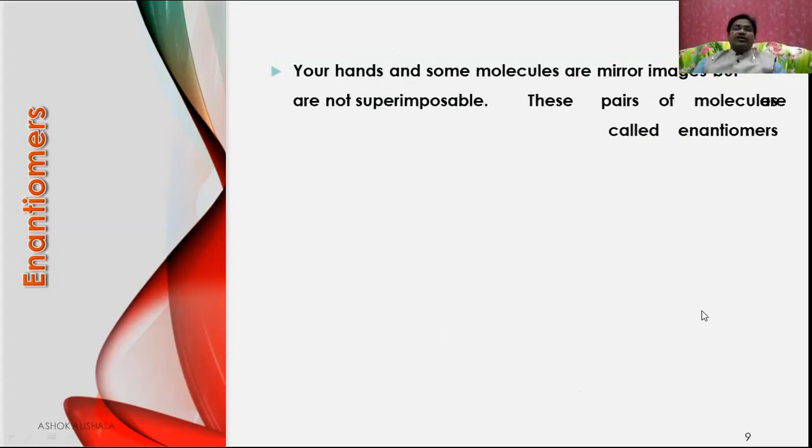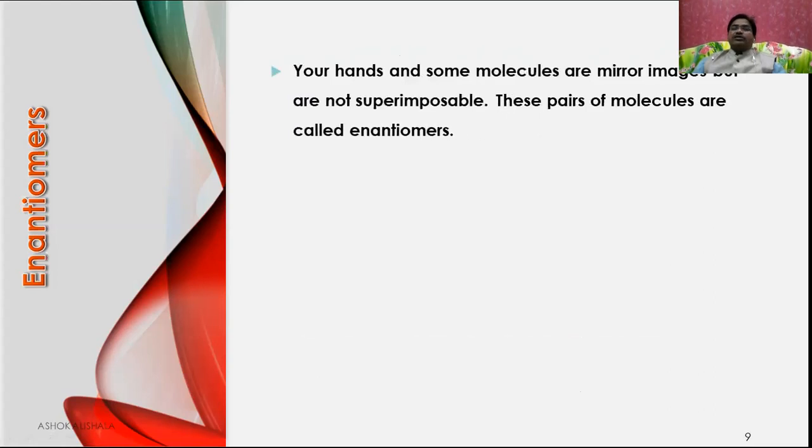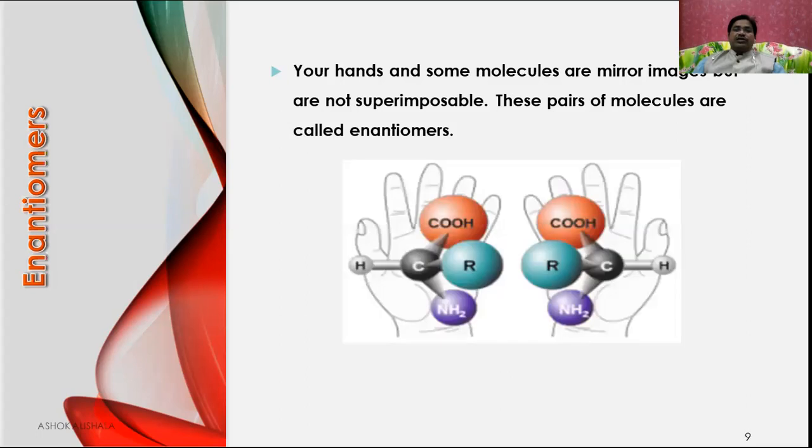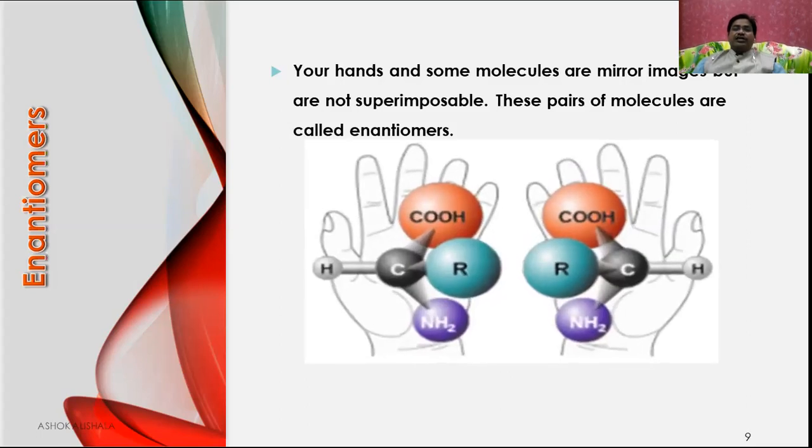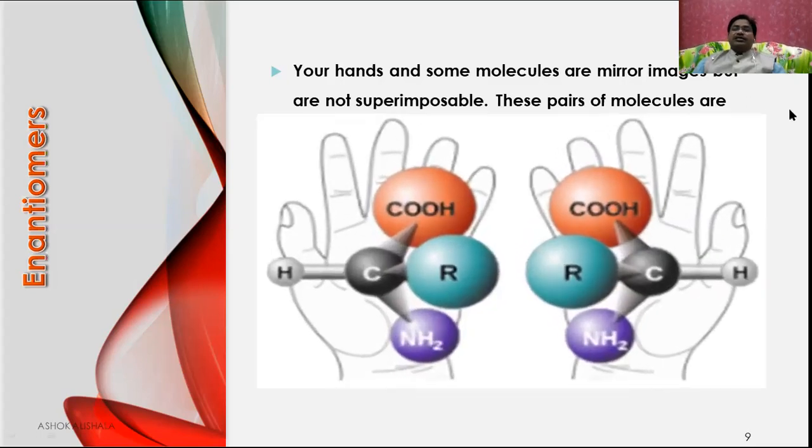Now let us see this one. Your hands and some molecules are mirror images but are not superimposable. These pairs of molecules are called enantiomers. You can observe this. This is your left hand, and this is the right hand.